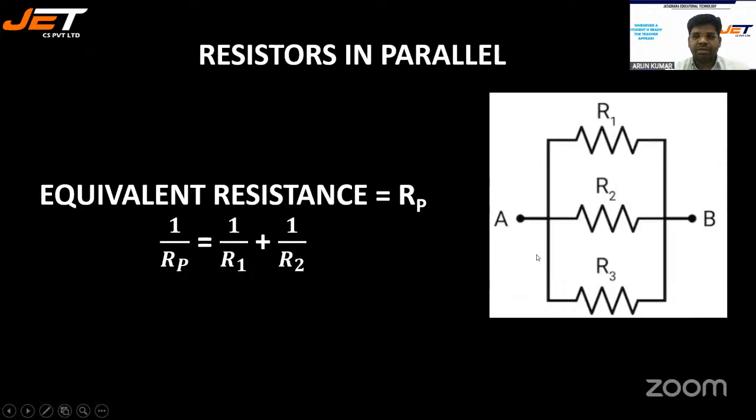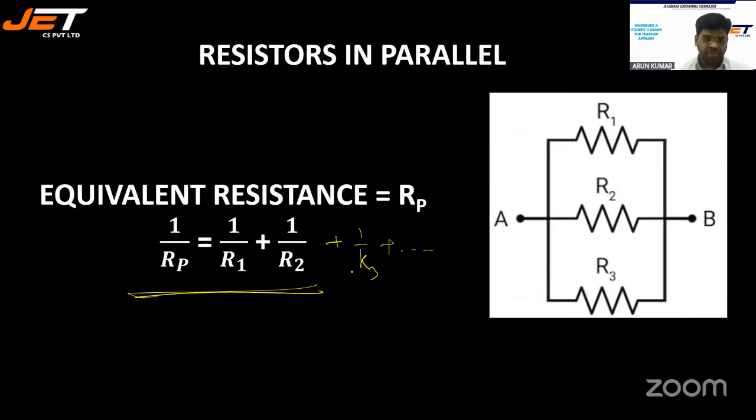In parallel, equivalent resistance is given by 1 by Rp, which is equivalent to R. Resistance in parallel is 1 by R1 plus 1 by R2 plus 1 by R3 plus 1 by R4 and so on. In this diagram's case, 1 by R1 plus 1 by R2 plus 1 by R3 is my equivalent resistance. Equation for equivalent resistance, where Rp is the equivalent resistance in parallel.